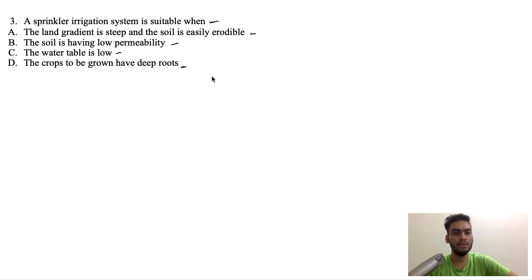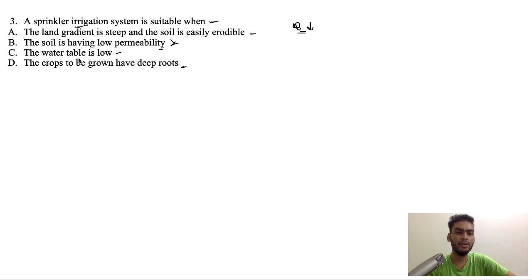So out of these options, you can easily think that if it is a sprinkler irrigation system, then the discharge through these sprinklers will be relatively very low. So if the soil has very low permeability, if it is clay soil or something, then it's very difficult for this water to reach to the roots of the soil. So that's not an answer.